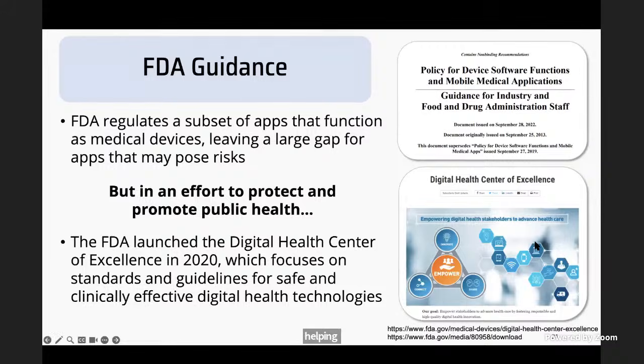And you could check out, if you're interested in more details, over on the top is a guidance document, last updated in 2022, that specifically discusses exactly what counts as a software as a medical device, what exactly would be monitored and fall within FDA regulation, and what would fall outside FDA regulation.